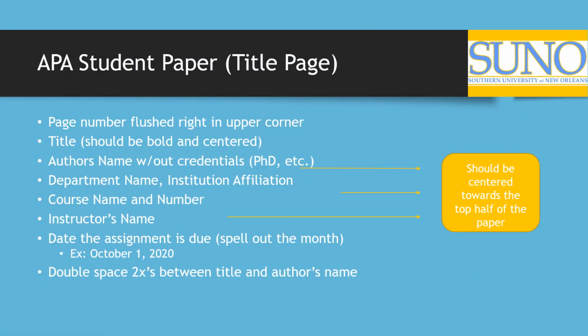For a student paper, the page number should appear in the upper right-hand corner of the page. The title should be bold and centered. Underneath the title should be your name. Underneath your name should be the department name and institutional affiliation.